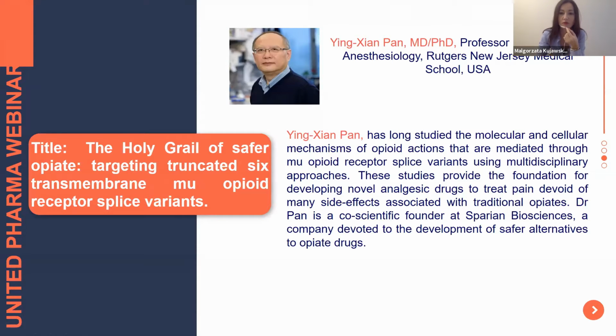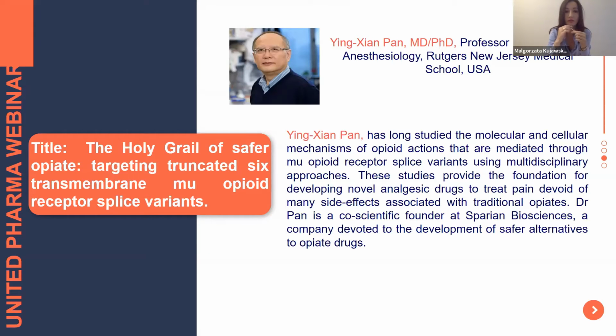Professor Pan has long studied the molecular and cellular mechanism of opioid actions that are mediated through mu opioid receptor splice variant using multidisciplinary approaches. These studies provide the foundation for developing novel analgesic drugs to treat pain devoid of many side effects associated with traditional opioids. Dr. Pan is a co-scientific founder at Sparian Biosciences, a company devoted to the development of safer alternatives of opioid drugs.